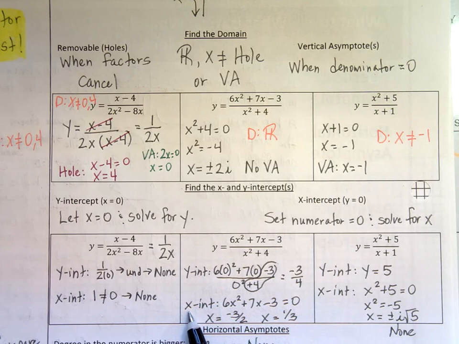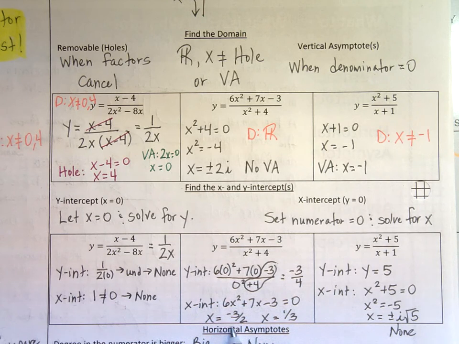X-intercept, I take the numerator and set it equal to 0. Now this one, I had to go and do an AC method. I think I did it on another piece of paper when I did it. But -18, find the factors of -18 that add up to be a +7, divide by the leading coefficient, and you end up with this.